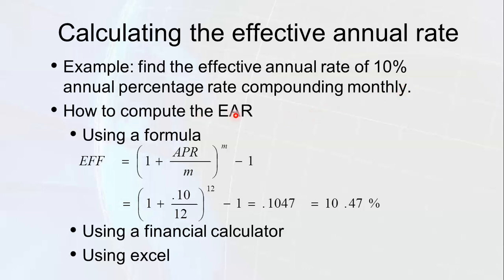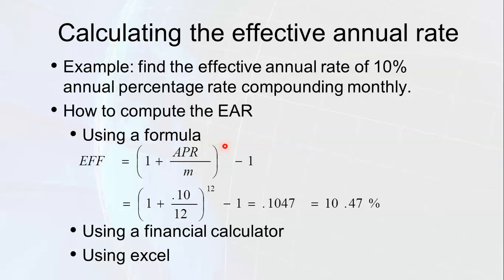We can compute effective APR using a financial calculator, using Excel. So let me start with the formula. So EFF, which is effective annual rate or EAR, equals 1 plus APR, or 1 plus nominal rate. So this APR is the nominal rate, divided by the number of compounding, M. Okay, M here represents the number of compounding periods. So this compounding equals 12 in this case because it's monthly. This M is not M for month. This M represents the number of compounding.